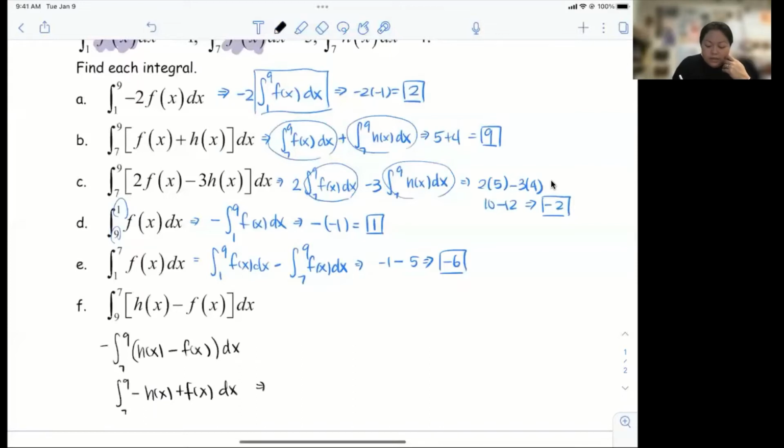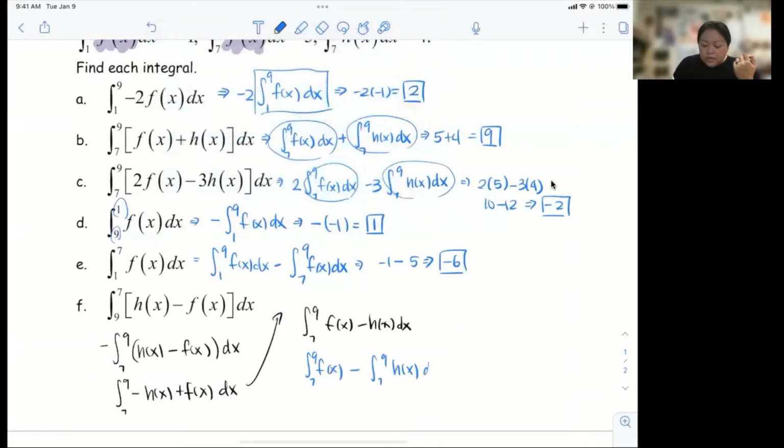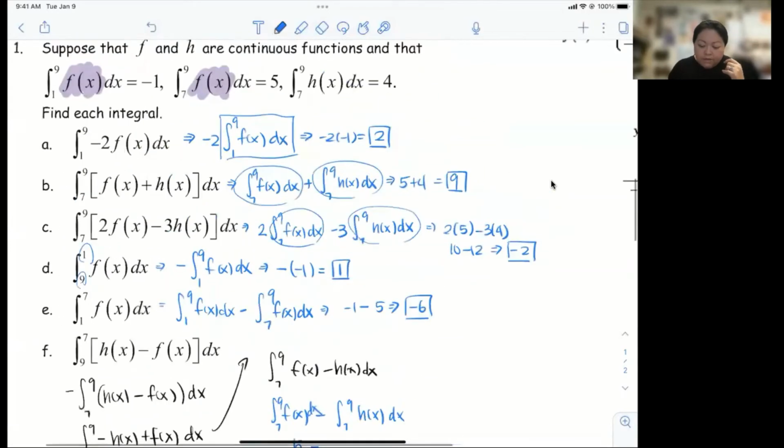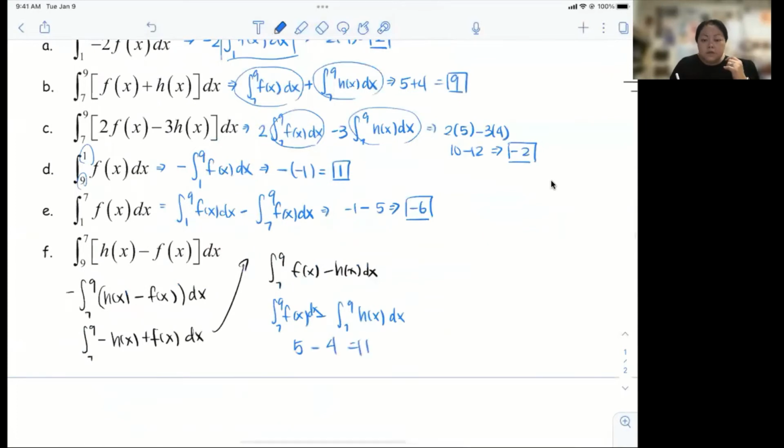Really, this is saying, sorry, let me redirect my work. This is really saying the integral 7 to 9 of f of x minus h of x dx. Right, so that's a lot easier to work with. So now I can rewrite and say, all right, this is really 7 to 9 f of x minus 7 to 9 h of x dx. Don't forget my dx. All right, so the first one, I can replace that with a 5. And the second one, I replace that with a 4. So my final answer is 1. Okay, lots and lots of ways to do this.